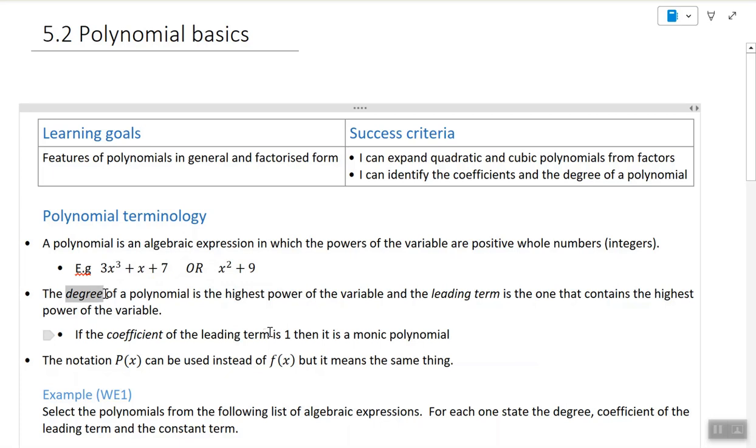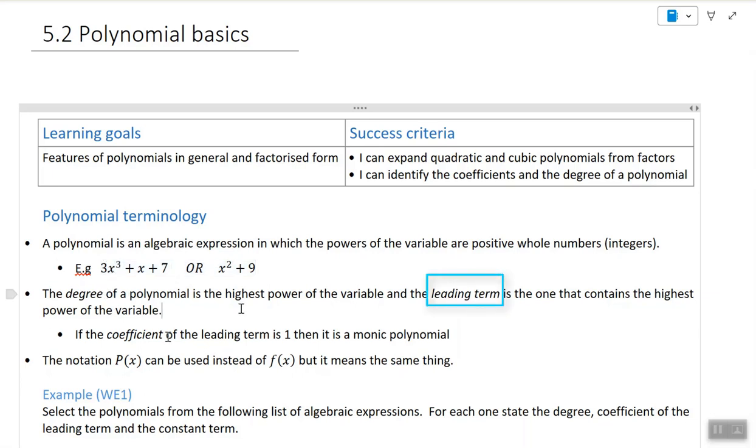It's the highest power of the whole polynomial. So one of the variables, the highest power is the degree of that whole polynomial. So this polynomial is degree 3. The highest variable power is 3.